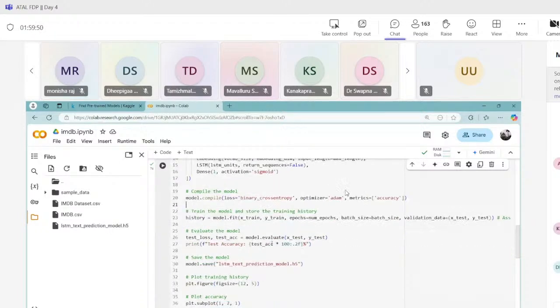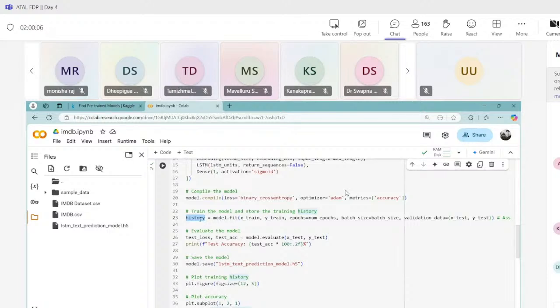Now I'm going to fit the model with the training history. Why is this history required? As I said, in a recurrent neural network model, I need the past history to be stored. Without that, I will not be able to run the recurrent neural network.